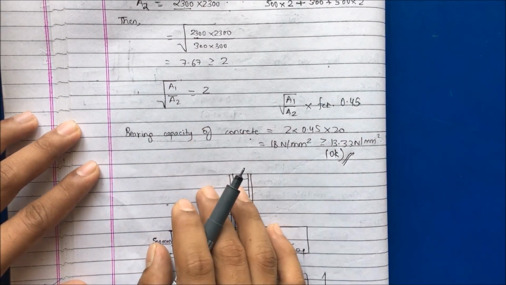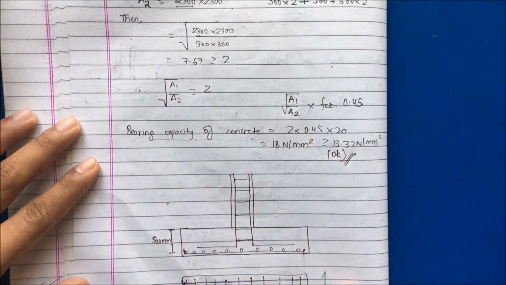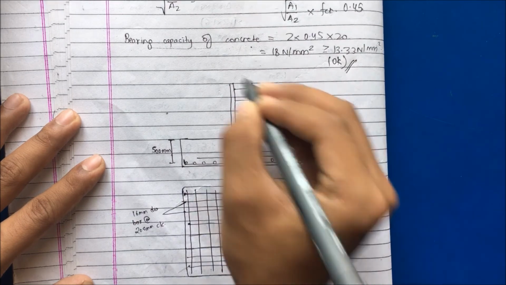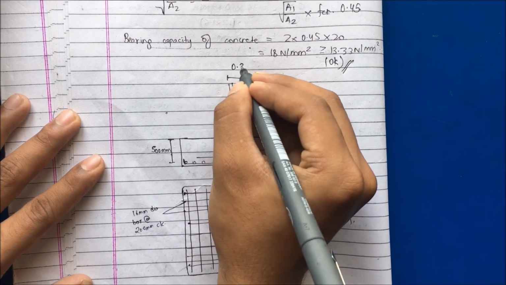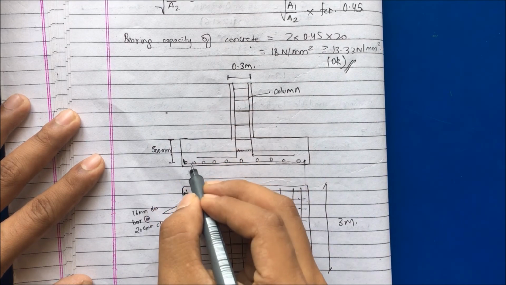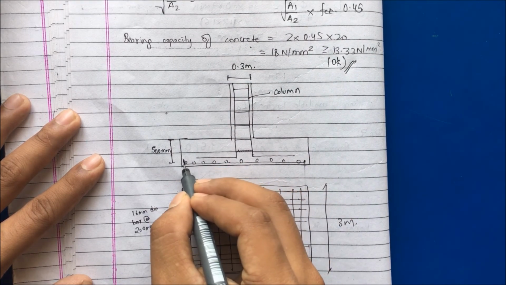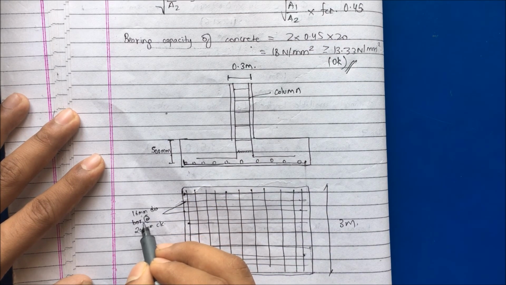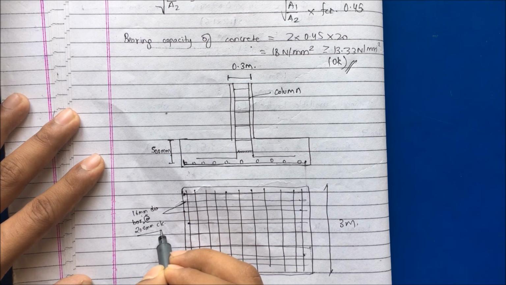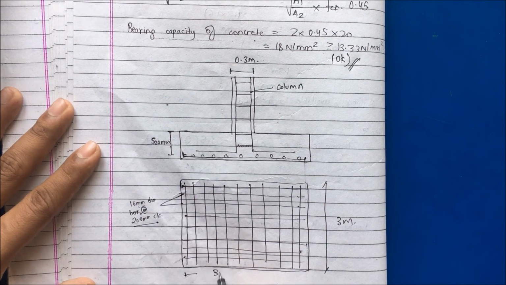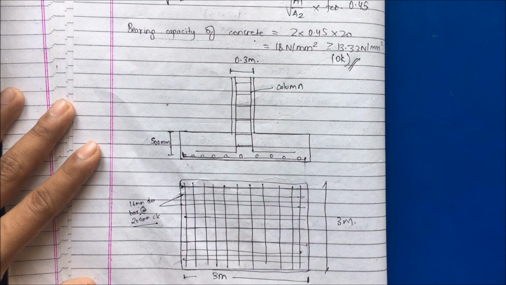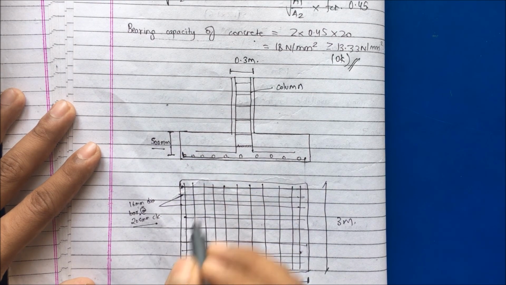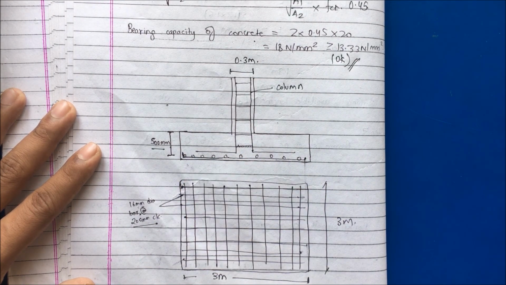So in this way the design procedure of an isolated footing is completed. This is the reinforcement detailing. This is the column of size 0.3 meter, and we have 16 mm diameter bars at 200 mm center to center spacing, 3 meter. This is also 3 meter. This is the effective depth 500 mm, and this is the development length of the column. Thank you.